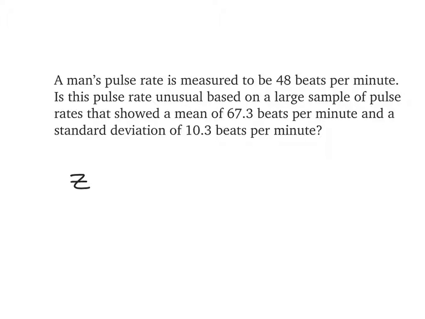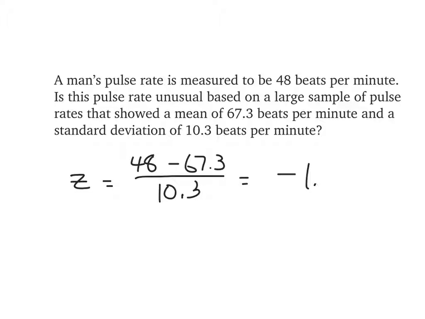So I'm going to find my z-score here. You take the data value, the 48, and subtract the mean, 67.3, which tells me it's going to be a negative z-score. The standard deviation is 10.3. Punch that in your calculator, see what you get, and I get negative 1.87. So 48 beats per minute is really pretty low, but because it's still within -2 and +2, we would say that it is ordinary, or not unusual. It is within the 95% range, so we would say it is ordinary, or usual.